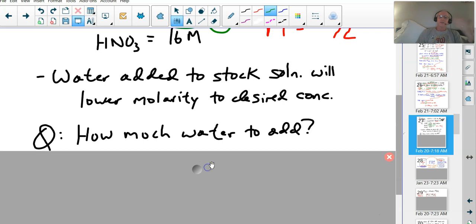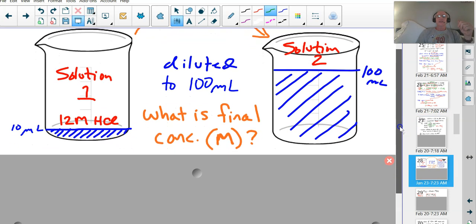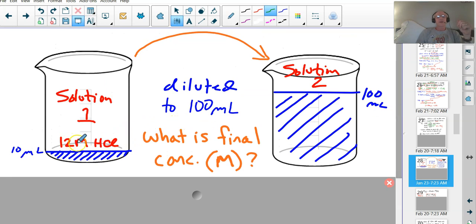Okay, but that's the question. How much water do you need to add? So let's do a thought experiment first. So notice on the left, we've got two beakers here. On the left, we've got our stock solution. This is how concentrated HCl is received at St. Albans, for example. And that's usually enough to last me a year to even 2 years of chemistry labs. So we've got 10 mils of 12 molar HCl.